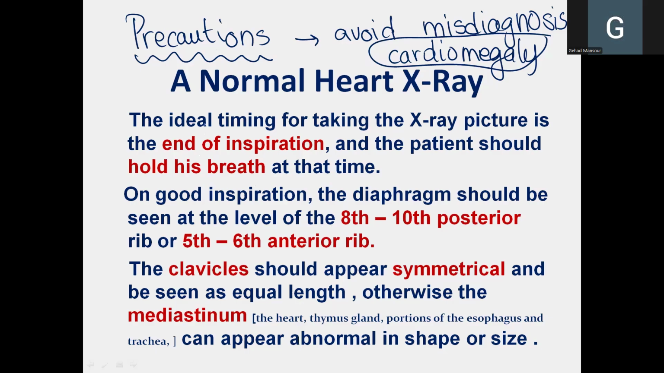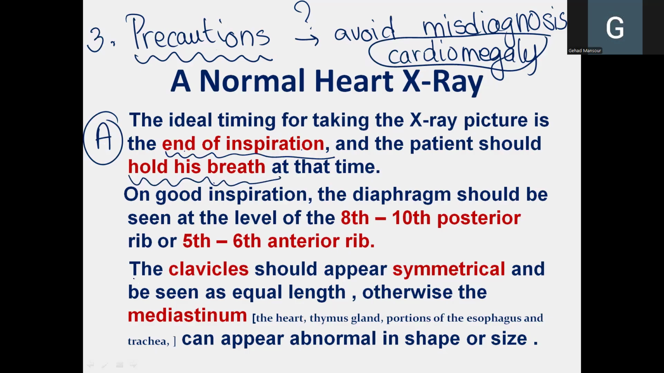So first of all, what are the precautions? They are important. Why? To avoid misdiagnosis, for example, to avoid an incorrect diagnosis of false enlargement of the heart, or cardiomegaly. The first precaution is that the patient should be in deep inspiration, the deepest inspiration, the end of inspiration, when the patient takes in his breath and cannot go any further downward. And then it's not enough to say the end of inspiration, but the patient would hold his breath afterward, okay?